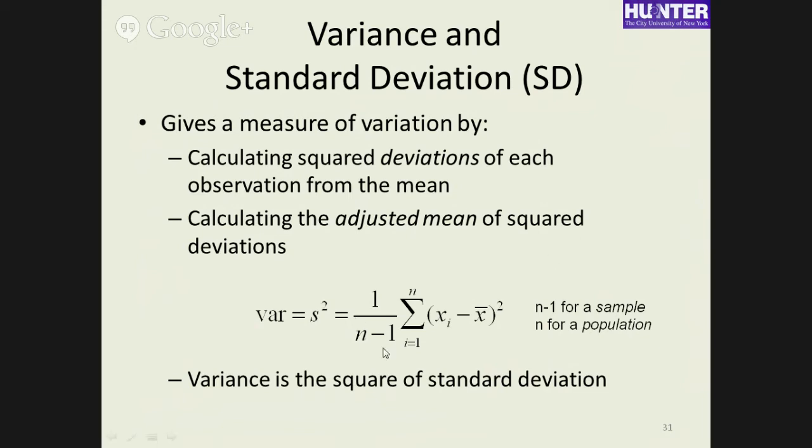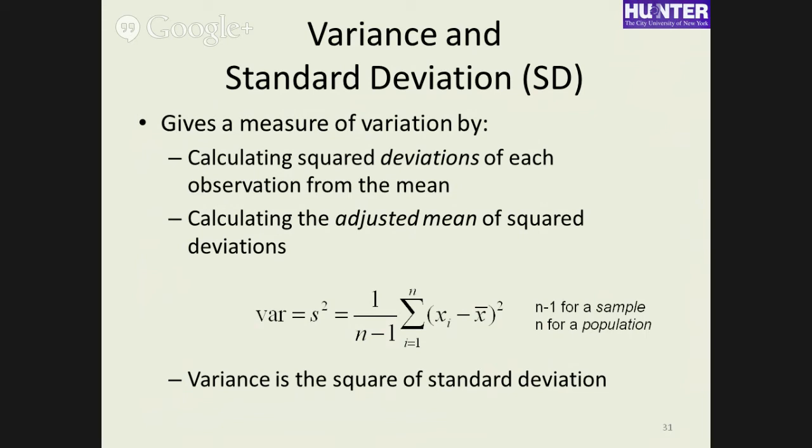By the way, this n-1 on the denominator has to do with something called degrees of freedom, which we'll talk about more later in the course. But just to give you an idea, it's not quite an average of the squared differences from the mean, because if it were just an average, you divide by n.